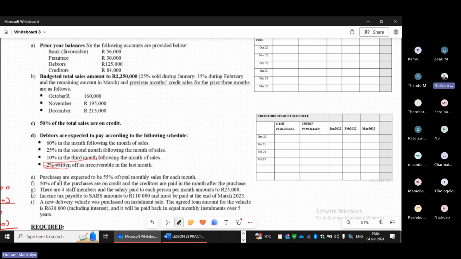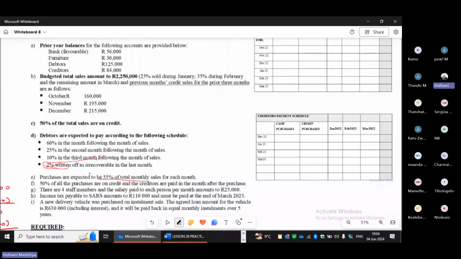And then it says that your purchases are expected to be 55% of total monthly sales. So this statement over here: purchases are expected to be 55% of total monthly sales for each month. 50% of all purchases are on credit, and the creditors are paid in the month after the purchase.